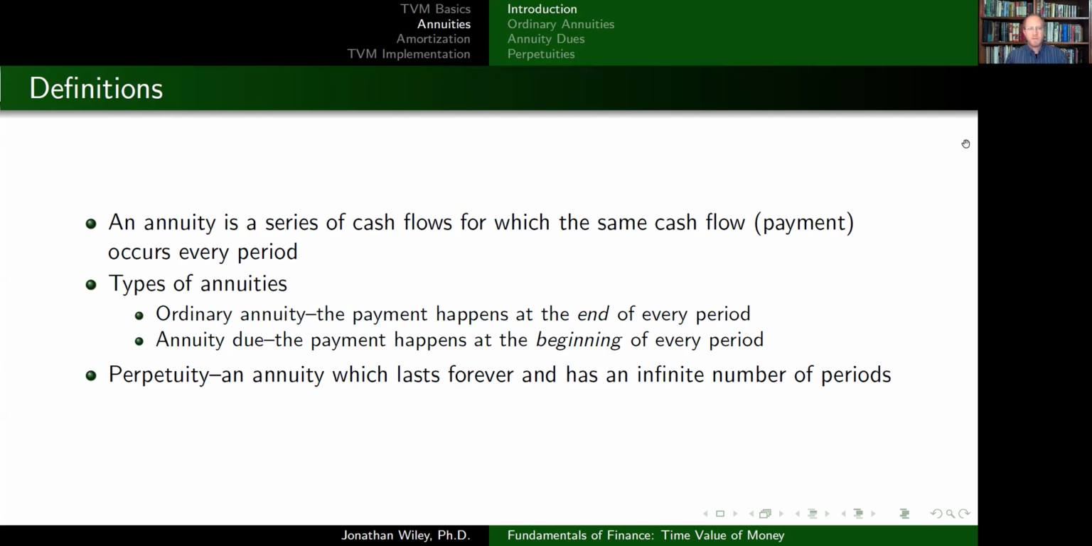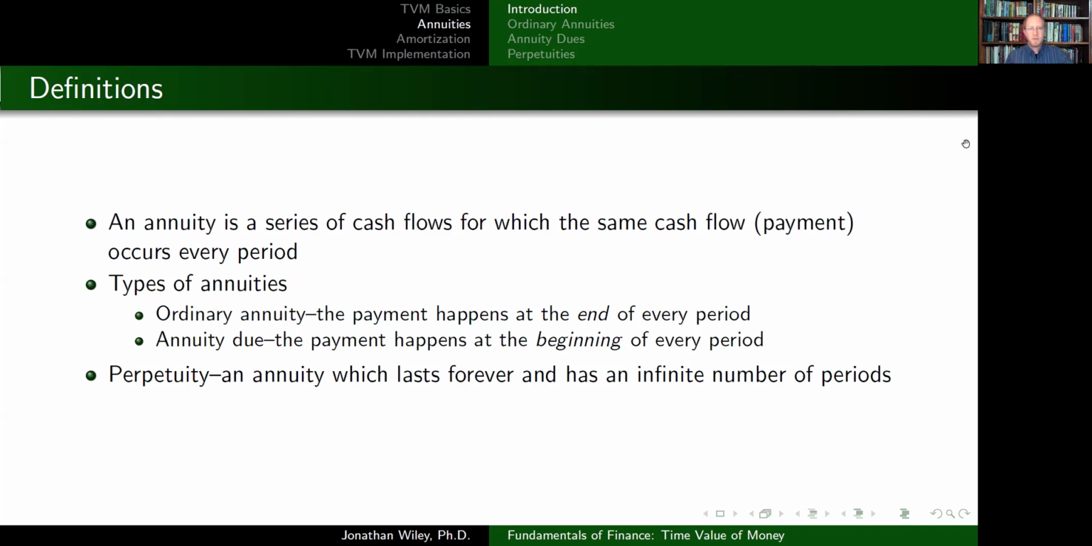And actually, as it turns out, finding the present value of a perpetuity is going to be easier than finding the present value of an ordinary annuity or an annuity due, just because the formula is a little bit easier. But I will address that in a subsequent video.